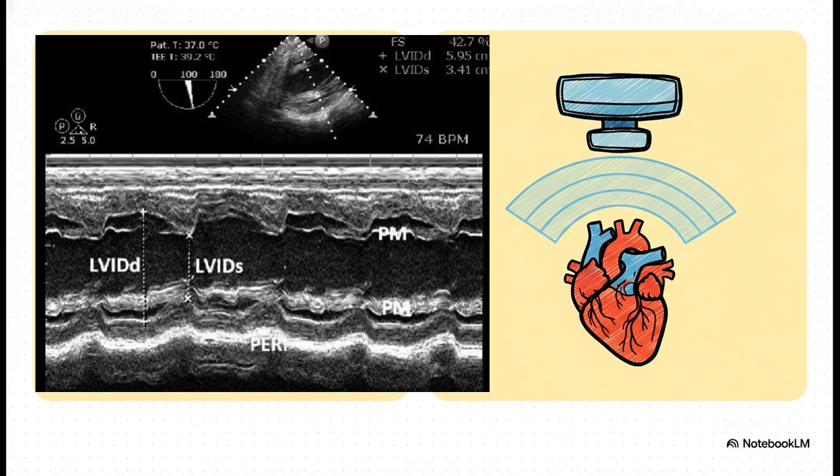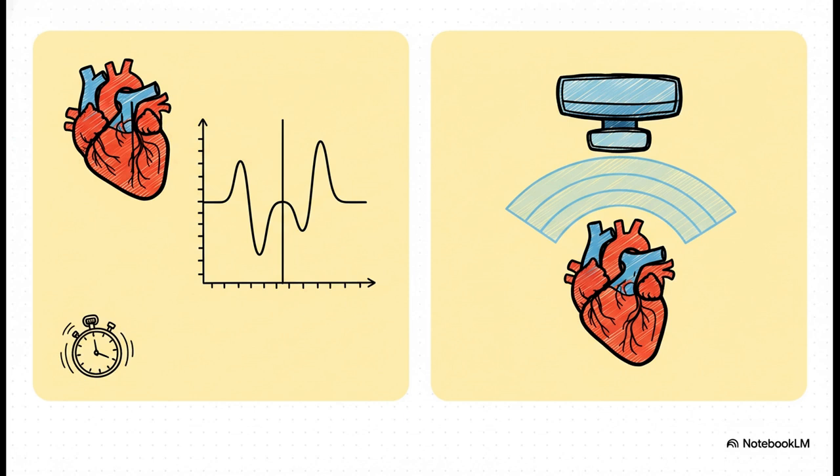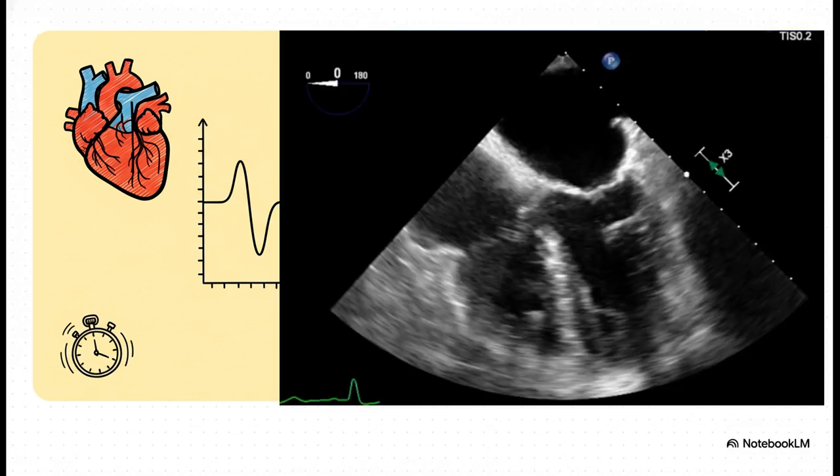measurements of wall thickness. B mode, or brightness mode, on the other hand, is what we all think of as the standard 2D echo image. It sweeps that ultrasound beam back and forth to build that real-time moving anatomical picture of the heart, which is, of course, essential for understanding the structure and function.